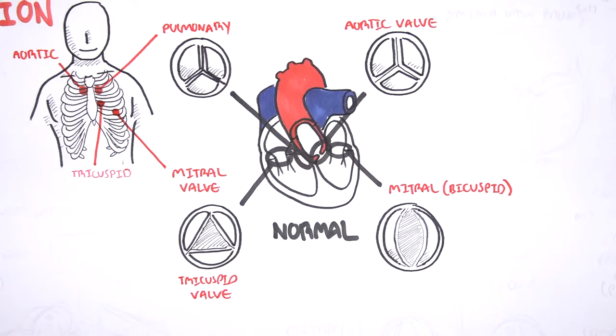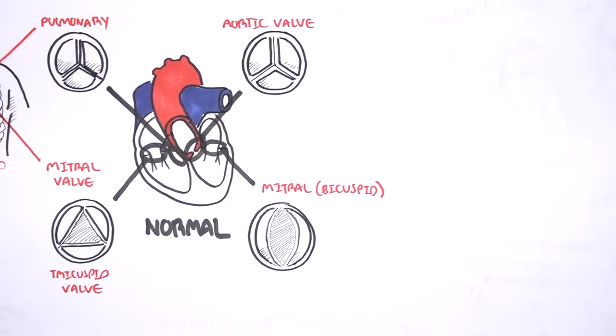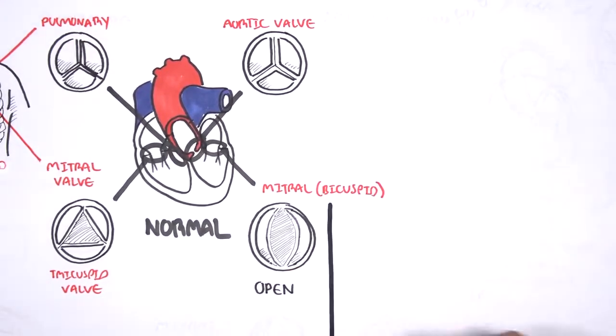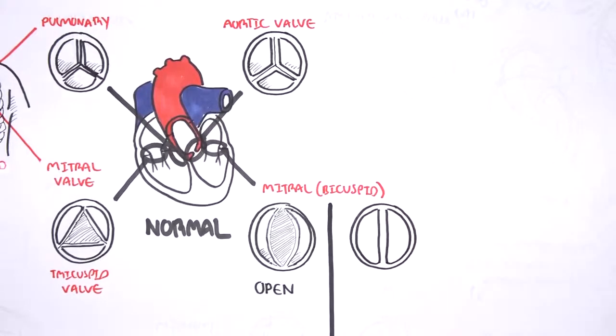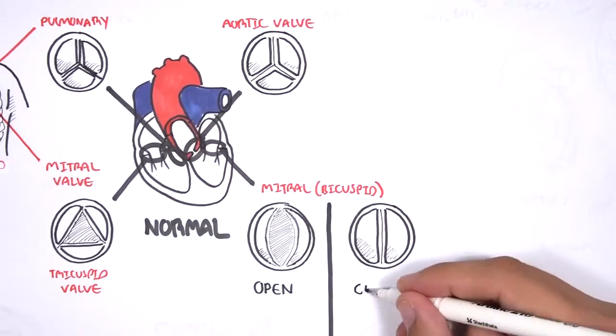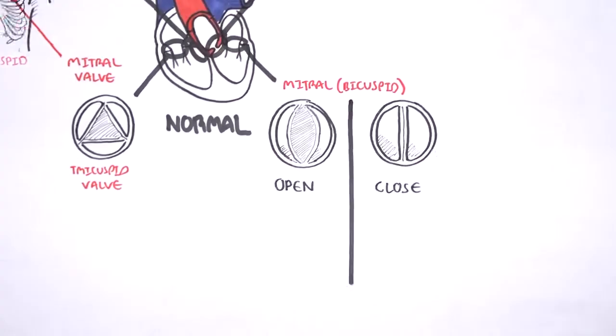During the cardiac cycle, the mitral valve and tricuspid valve open together. This is to allow the ventricles to fill with blood prior to systole. Here is a normal mitral valve open and closed.